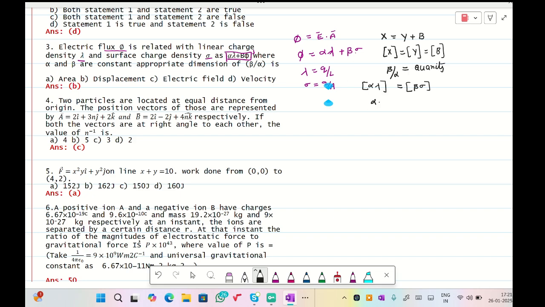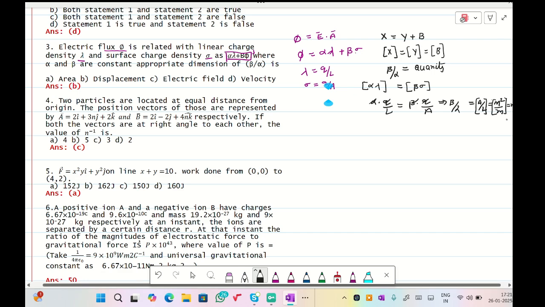Therefore, alpha into q by L is equal to beta into q by A. Sorry, q gets cancelled. That implies beta by alpha is equal to A by L, which is meter square by meter. The dimension formula of A by L is meter square by meter, so that equals meter.